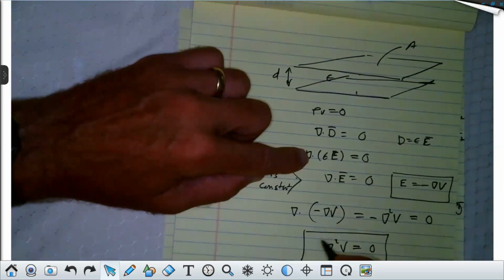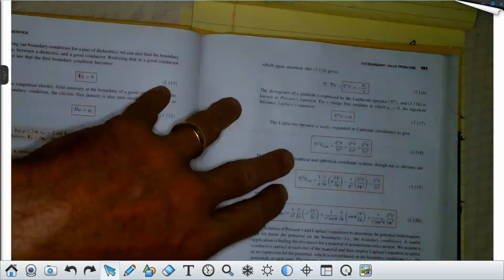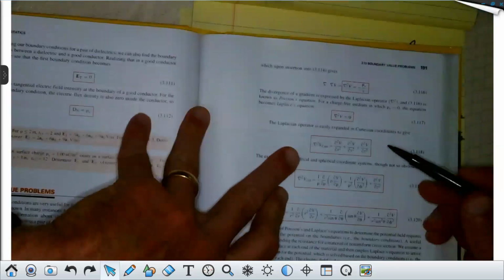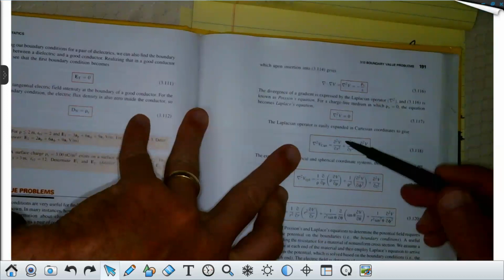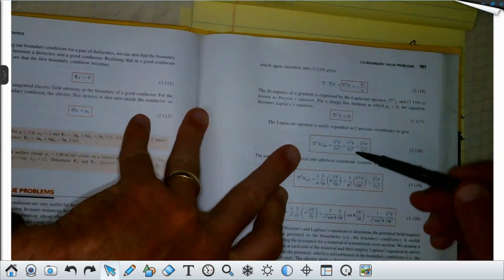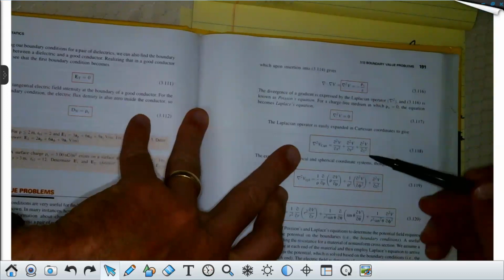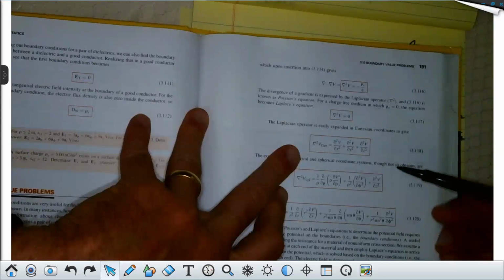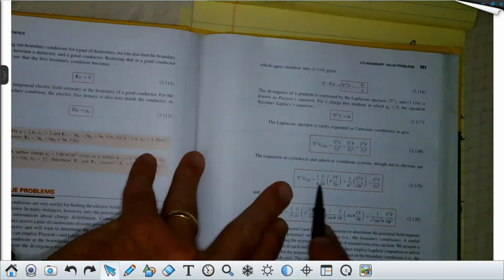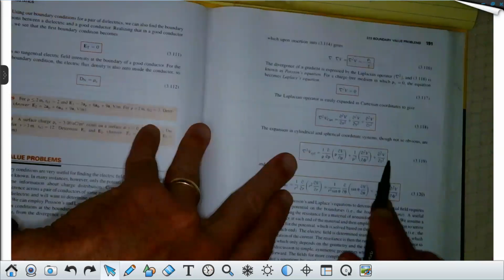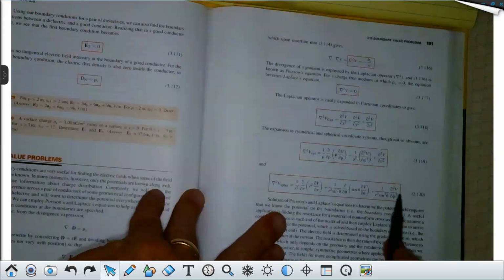This is the Laplacian. And in your book, it's in the back of the book too, but the del squared operation is the second derivative of the voltage with respect to x, plus the second derivative of voltage with respect to y, plus the second derivative of voltage with respect to z, and it's a scalar, not a vector. Now that's in Cartesians. In cylindrical coordinates, it's this. And in spherical coordinates is this. Now this looks daunting in some ways, because you're going to be solving this.